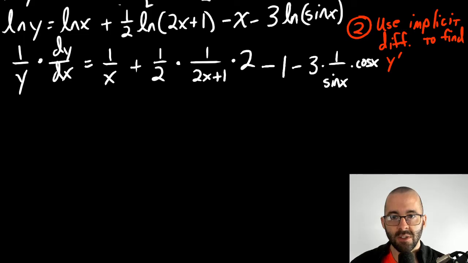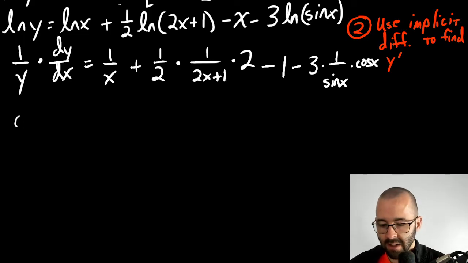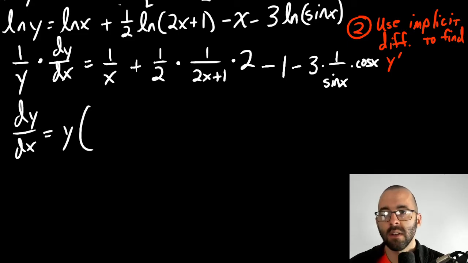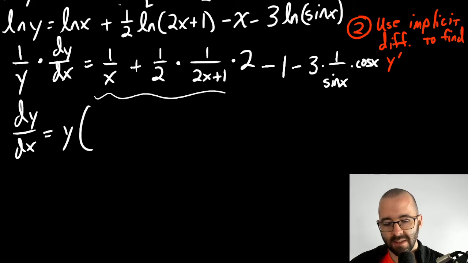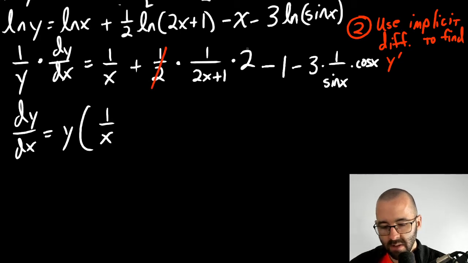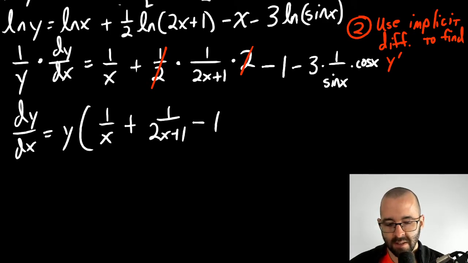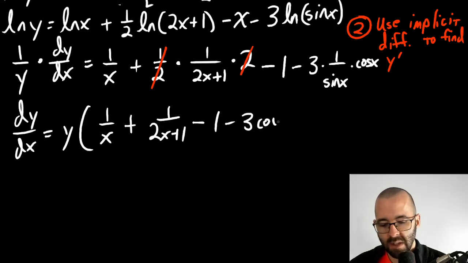That's implicit differentiation. We'll want to simplify a little bit and get y over to the other side. So let's multiply both sides by y. And let's simplify this inside. First part is just 1 over x. Second part cancels. And it's just 1 over 2x plus 1. Third part is just that. And fourth part, just like before, cosine over sine is cotangent.